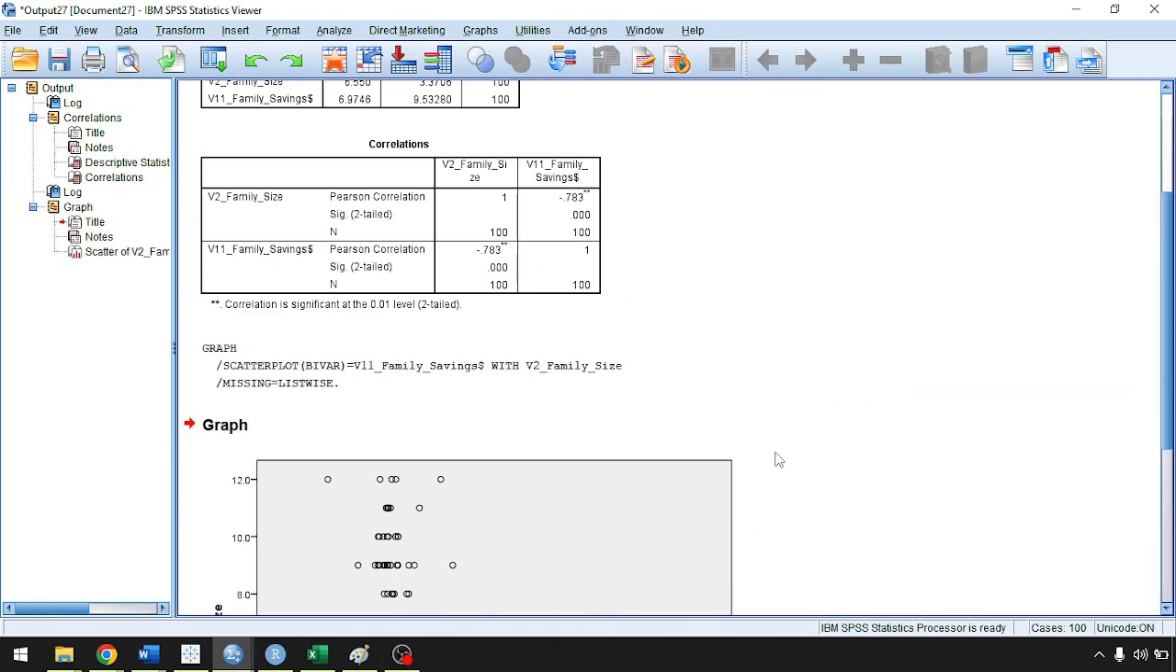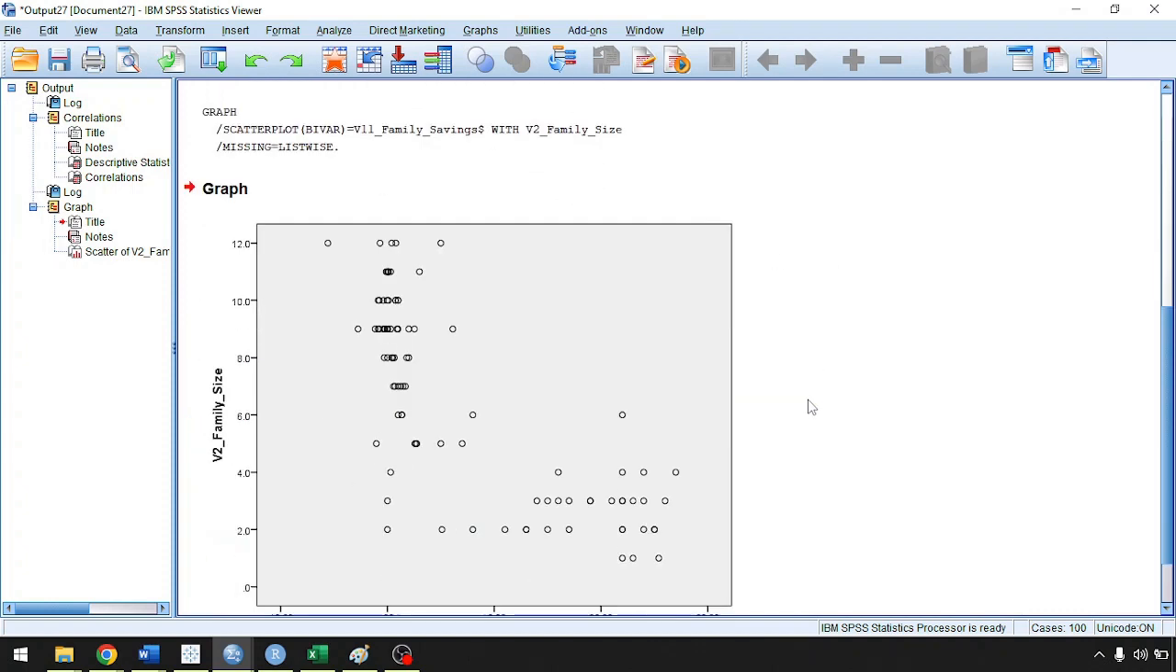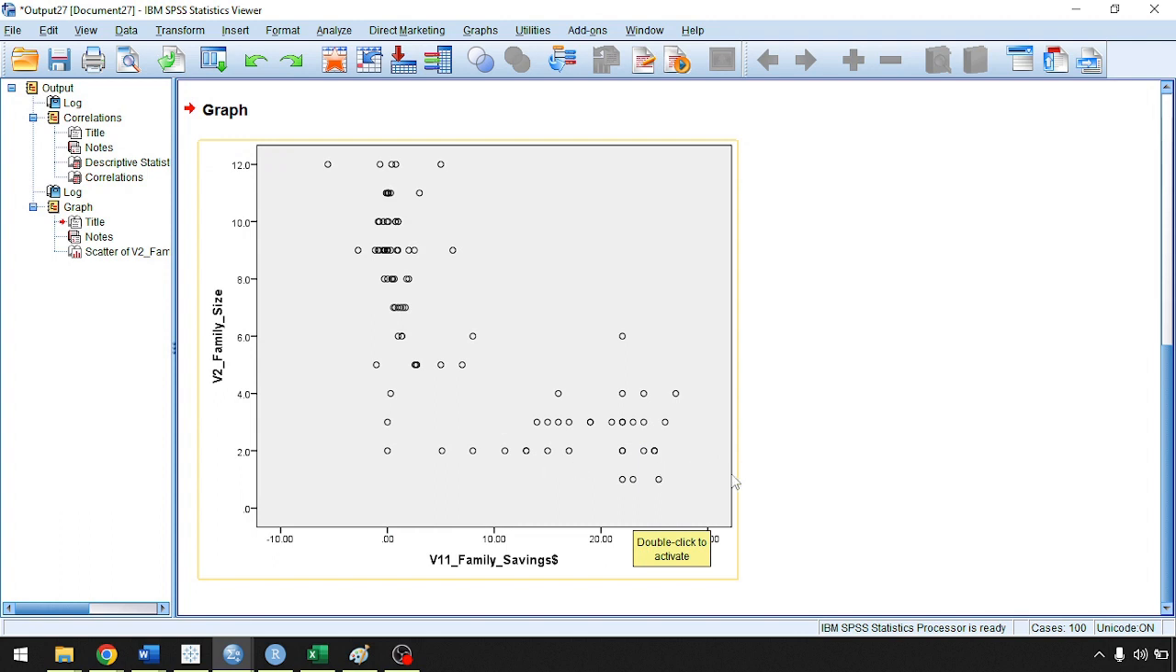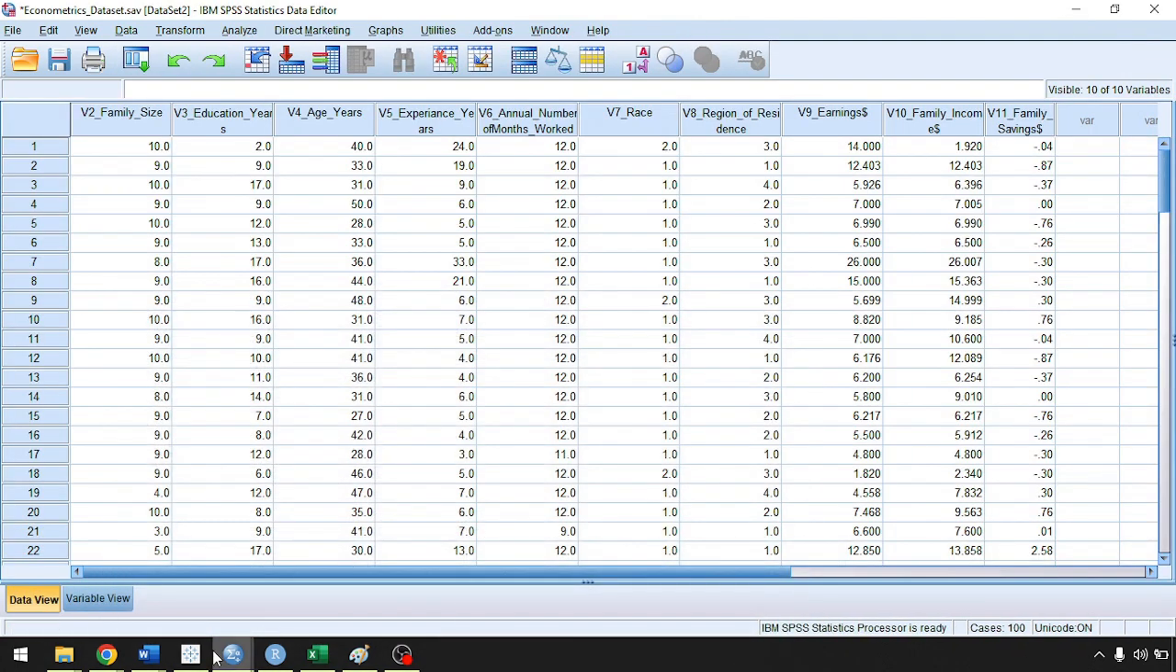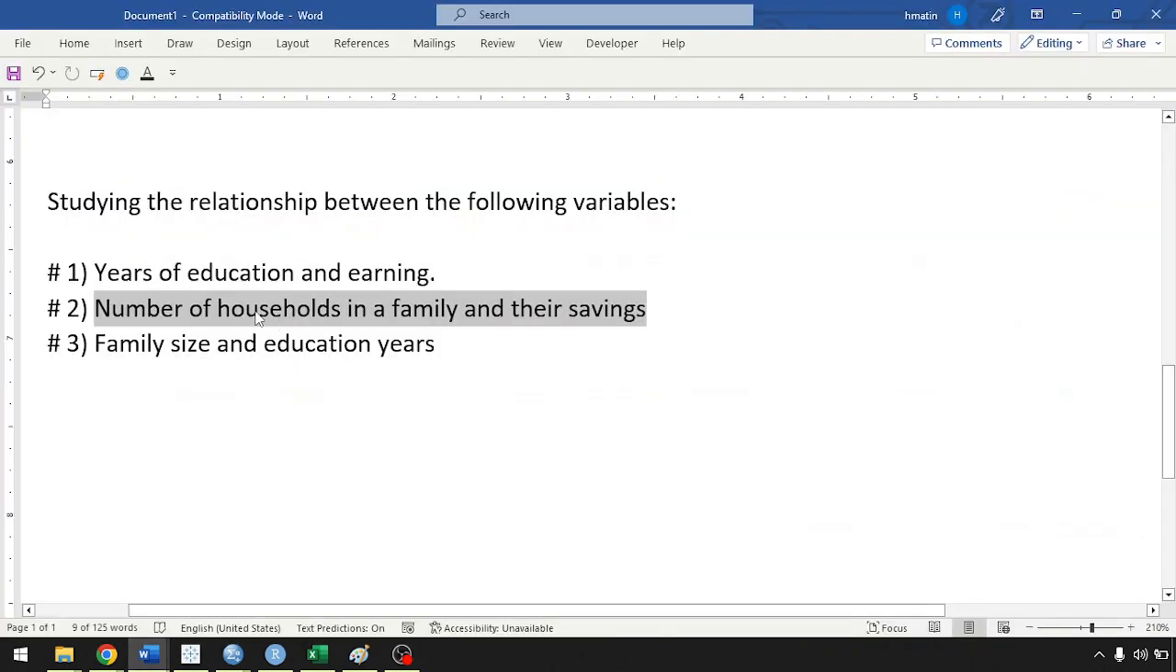And as you can see, and as our correlation test indicated, when one variable goes high, the other variable goes down. One variable goes down, the other variable goes high. As you can see in this case, as the family size goes down, the savings goes high. That means families that are smaller in number are more likely to have more savings than families that are larger in number.